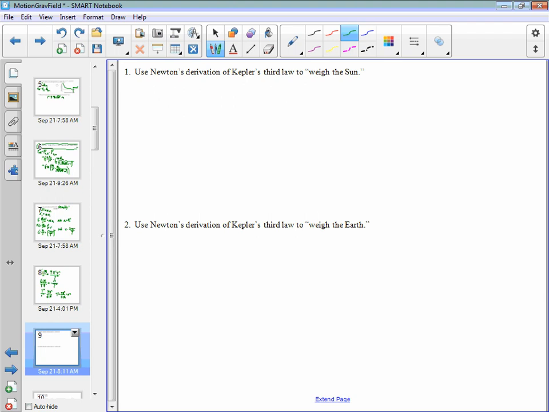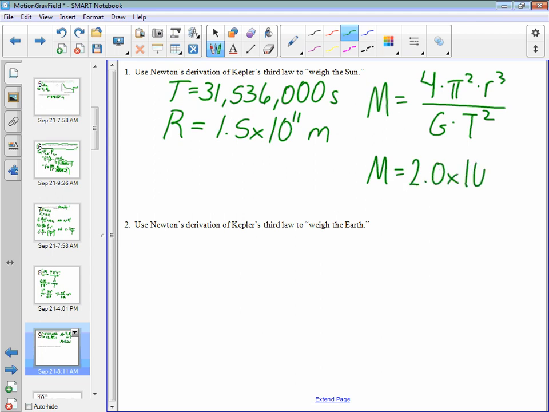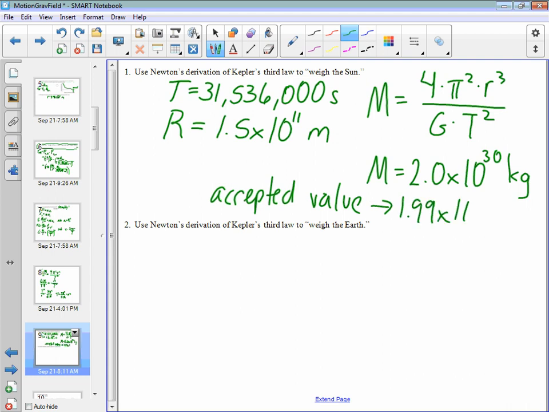So let's use this derivation to weigh the sun. If we know that the period of the Earth's revolution around the sun is equal to 31,536,000 seconds, and the radius of the Earth's orbit around the sun is 1.5 times 10 to the 11 meters, substitute those into what we just got before. I'm going to rearrange that equation. You can do it on your own if you want to, but the big M, which is the mass of the sun causing the object to do its orbit, is equal to 4 times pi squared times r cubed divided by G times T squared. Substitute in all of those values, and you end up with M is equal to 2.0 times 10 to the 30th kilograms. The accepted value is 1.99 times 10 to the 30th kilograms, so it's pretty close.